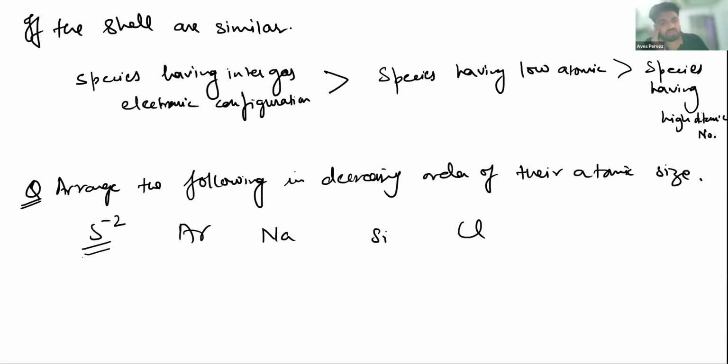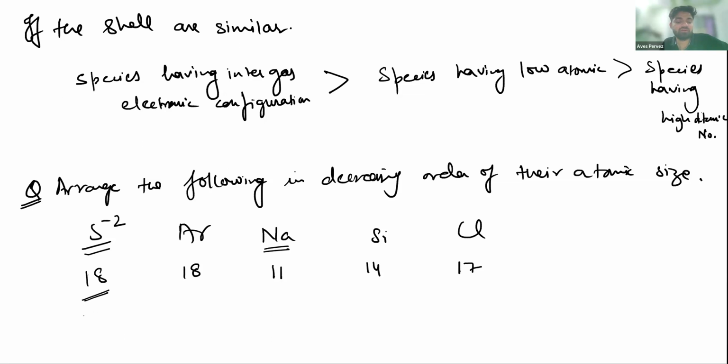Okay, so if these are charged, the others are not charged species. Then what we'll do here: this is going to have 18 electrons, this is also going to have 18, and this is going to have 11 electrons, this is going to have 14, and this is going to have 3... 17 electrons. So how many shells will it have?